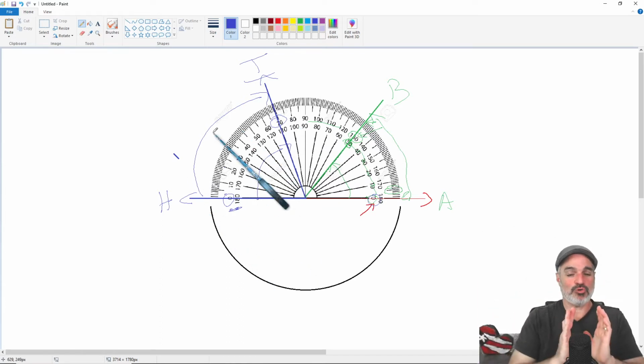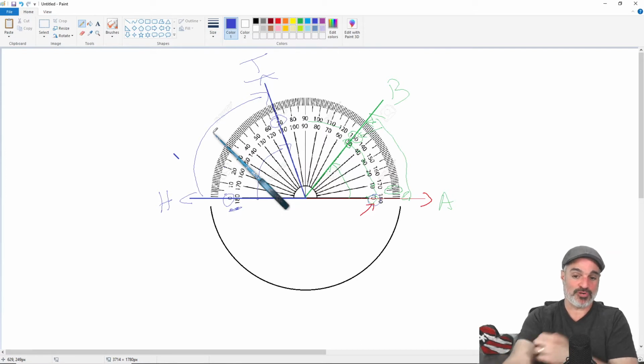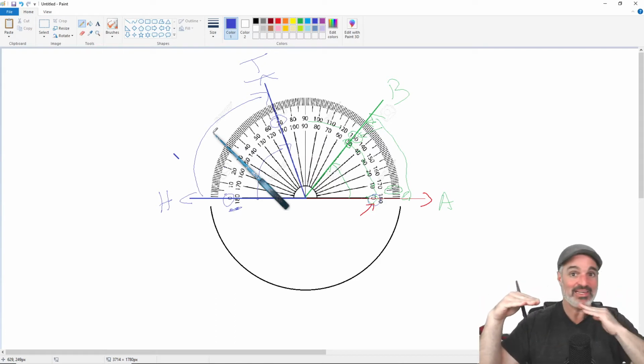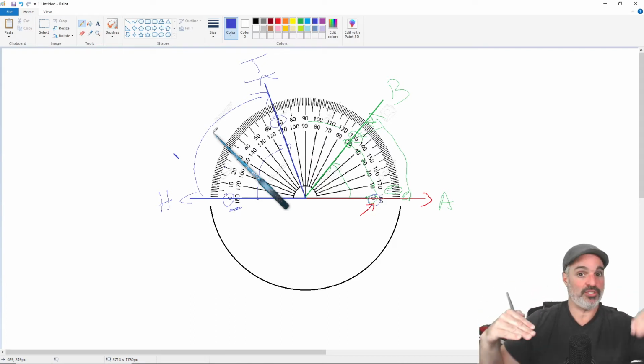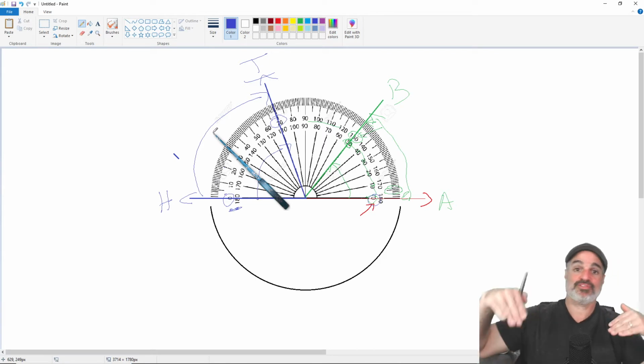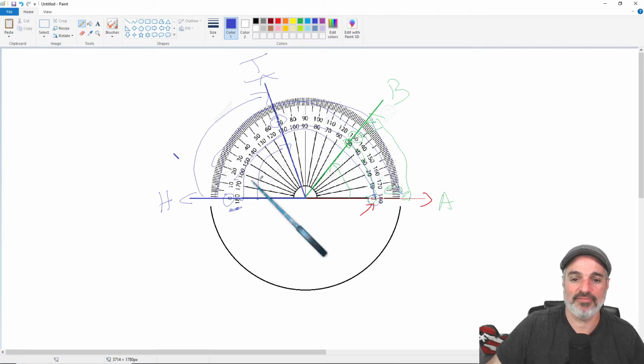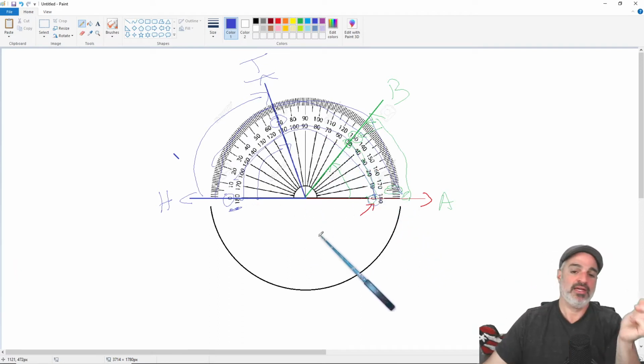Okay, so this is the most basic way to use a protractor. You have to understand that you have two lines at the bottom of the protractor that both start at 0. One uses the outside scale, this one, and the other one uses the inside scale of the protractor, going from the other way to this.